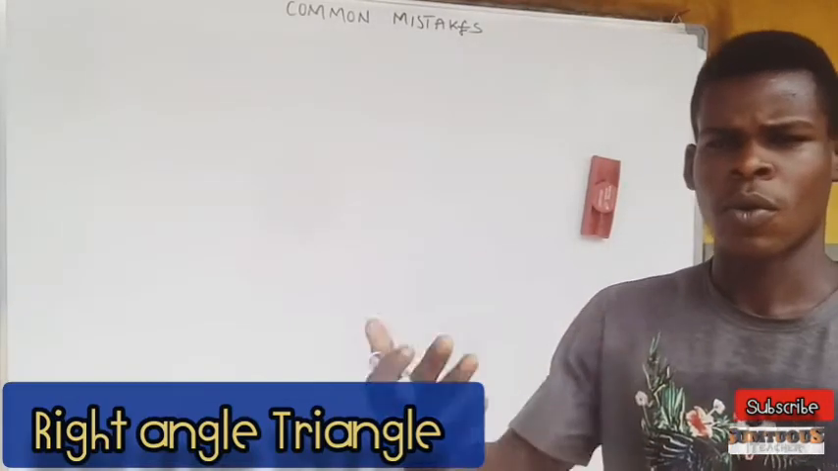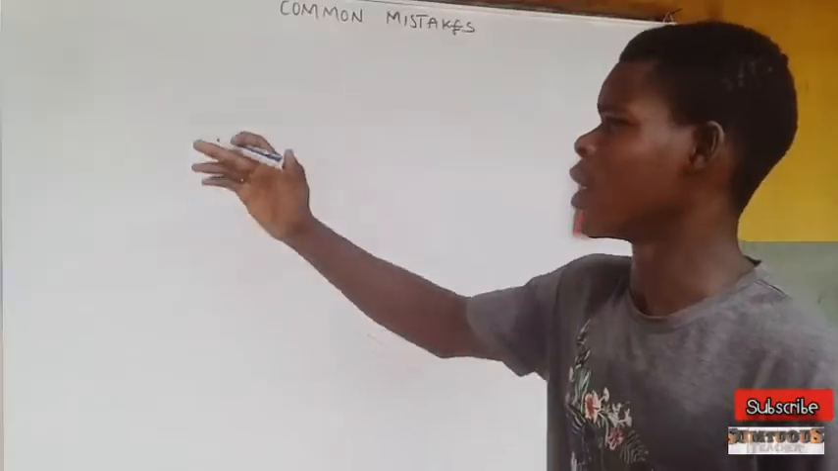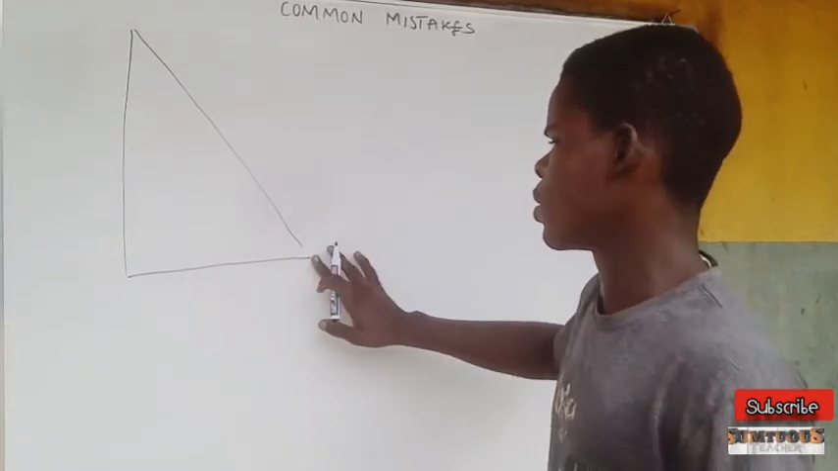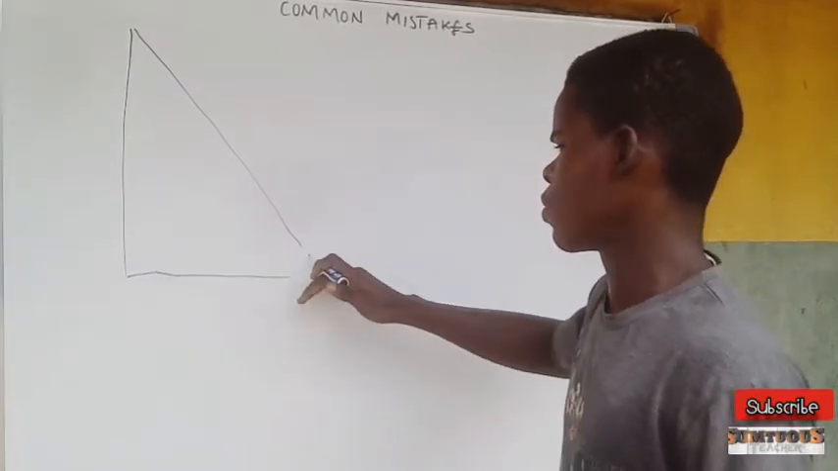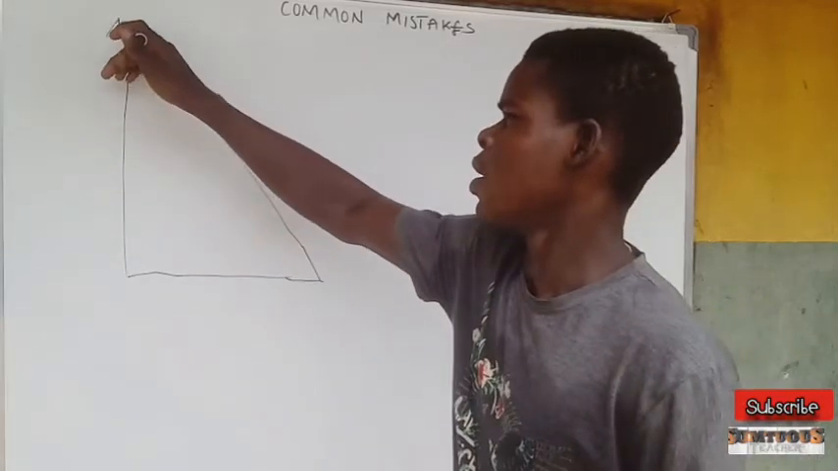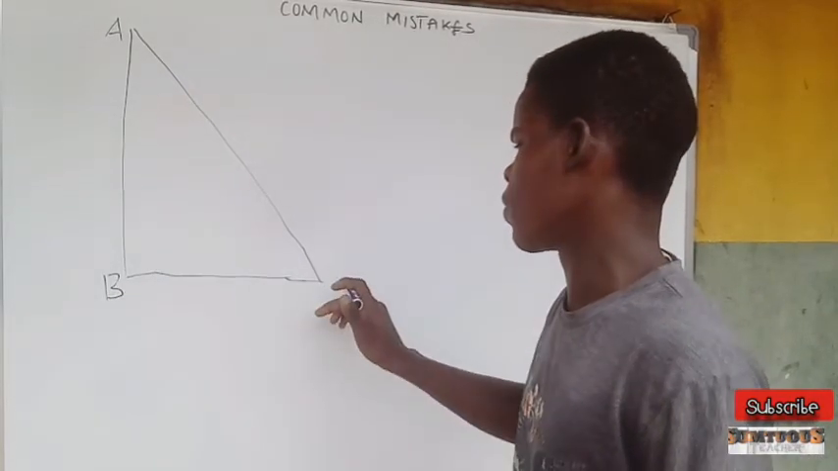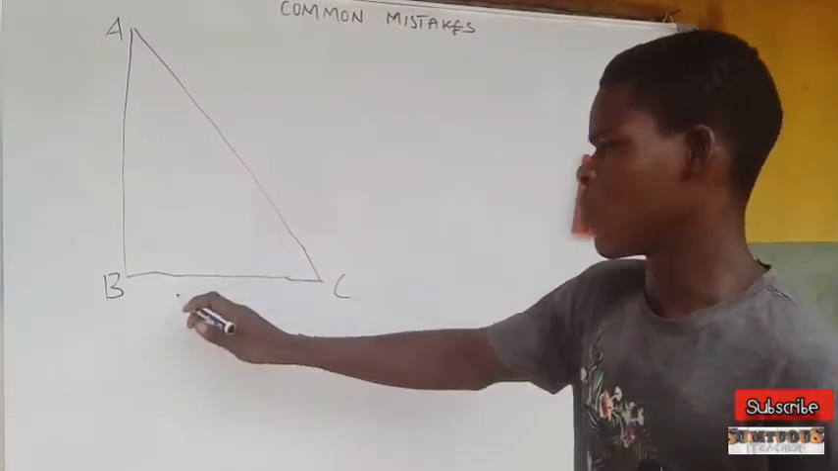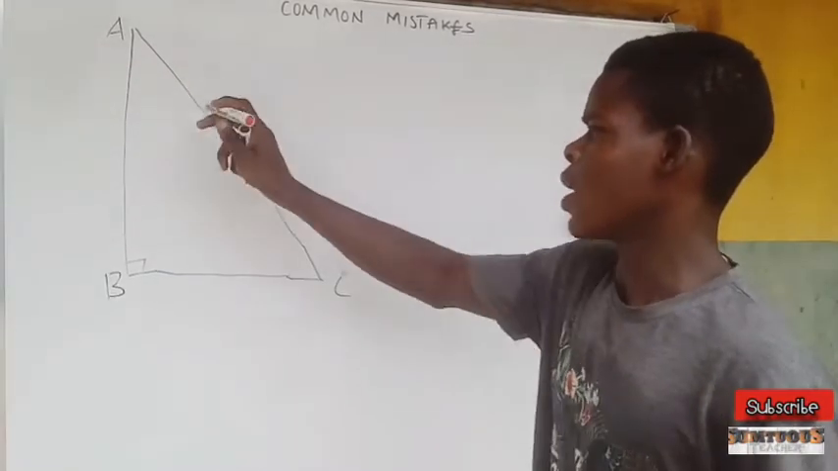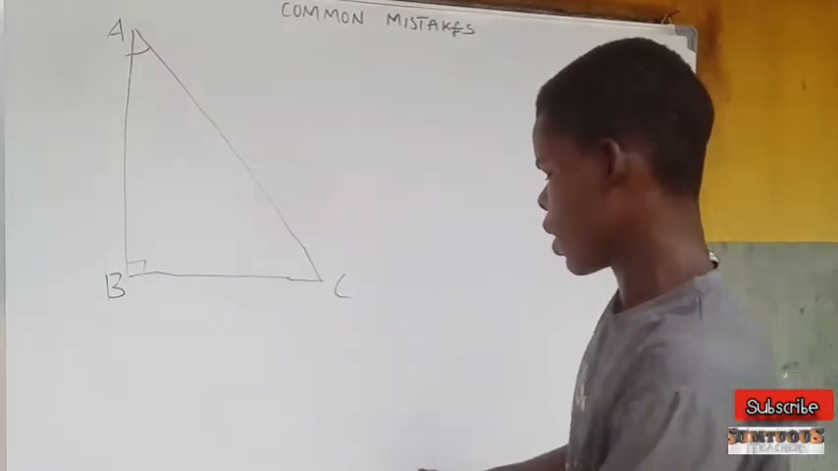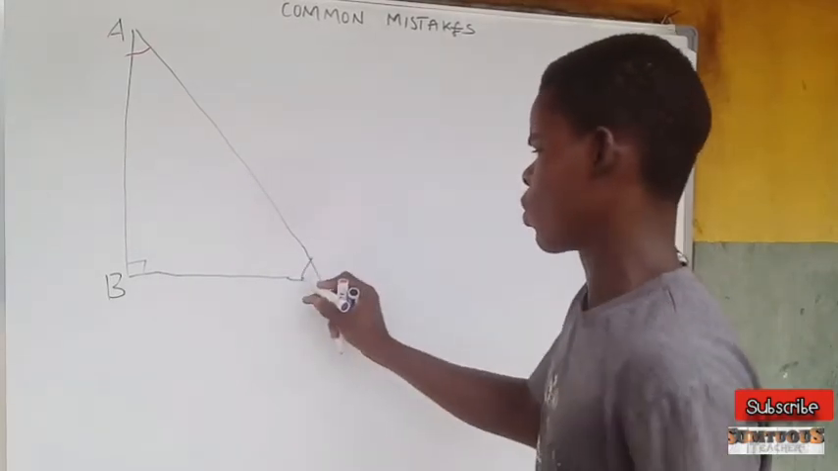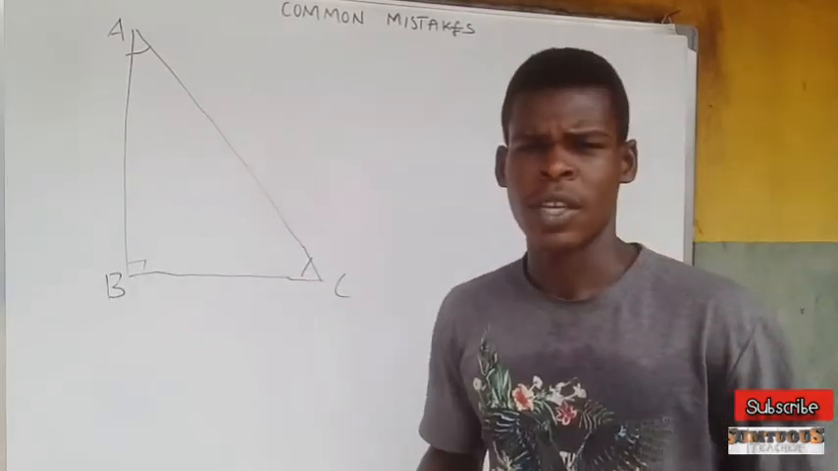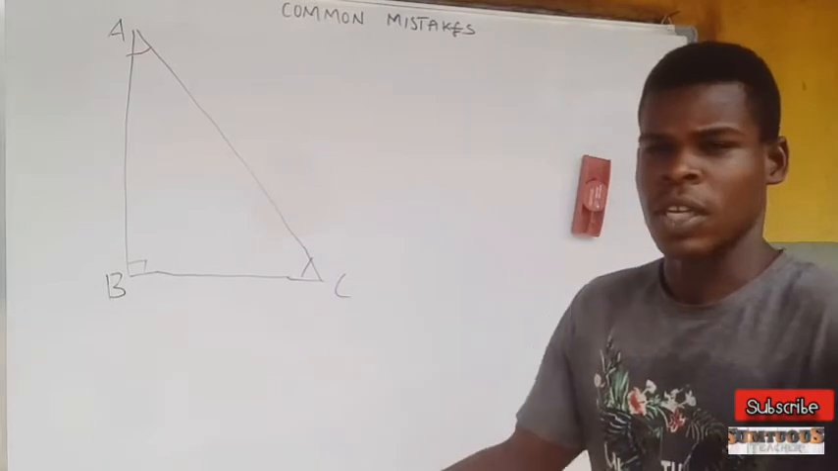There are some errors students make while trying to position the sides. For example, you have a right angle triangle, let's say triangle ABC. Now we have angles. At this point, this is a right angle triangle. We know it to be 90 degrees, but these other angles can vary depending on the question or depending on the kind of triangle.